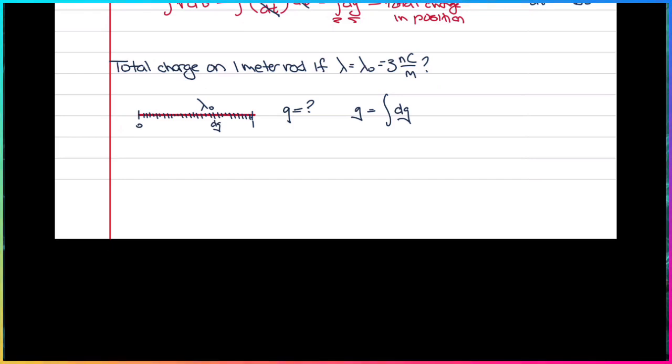Now here's where the charge density comes in. Since charge density is defined as dq/dx, and that's just equal to lambda naught in this case, 3 nanocoulombs per meter, then, if I do my faux pas and think of this as a fraction, it looks like dq is equal to lambda naught times dx.